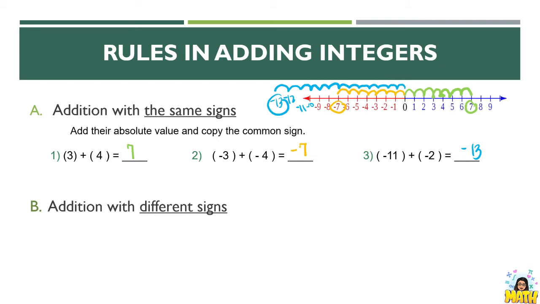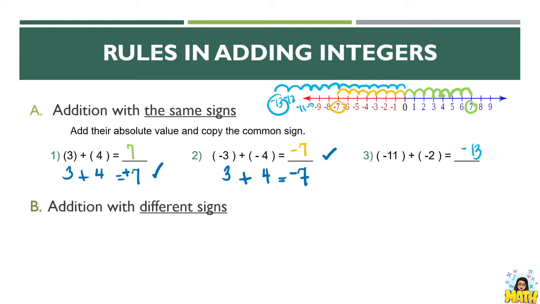So add their absolute value. Absolute value of 3 is 3. Absolute value of 4 is 4. Add that and copy the common sign. Since they are both positive, you can just copy that or leave it blank. Automatically, it means positive. Number 2, absolute value of negative 3 is 3. Absolute value of negative 4 is 4. Add their absolute value and copy the common sign. So the answer is negative 7.